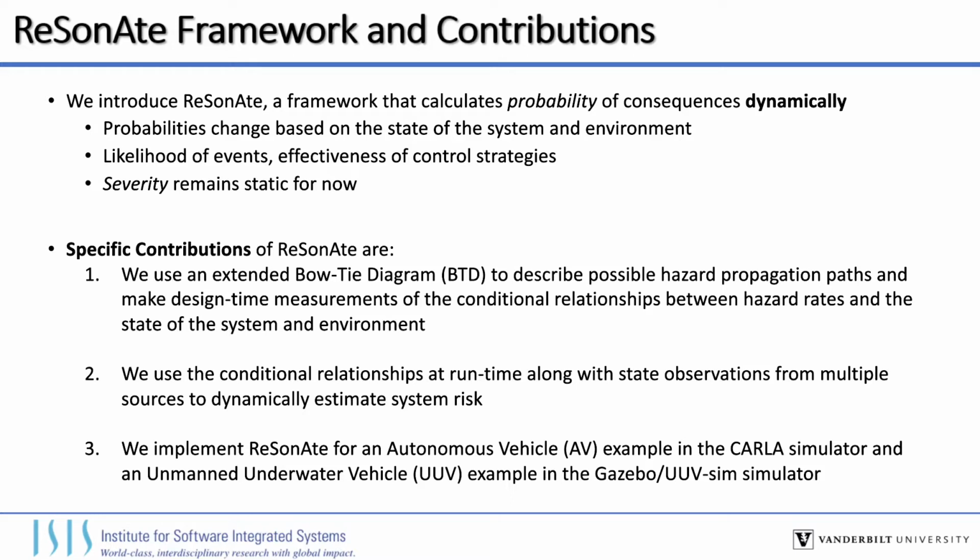So with Resonate, we use an extended bow tie diagram to describe how hazards can propagate through the system and escalate from relatively minor events and become more serious consequences. We then make design time measurements of the conditional relationships between particular hazard rates and the state of the system and the environment. Using those design time measurements at runtime, along with observations about the system state, we can then dynamically estimate the risk posed to the system. And finally, we implemented Resonate on an autonomous vehicle example in Carla, which we'll talk about here in a moment.